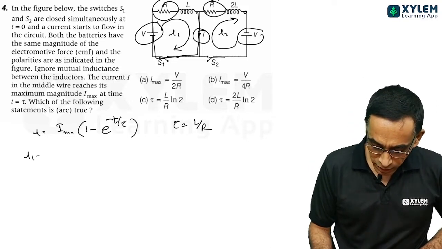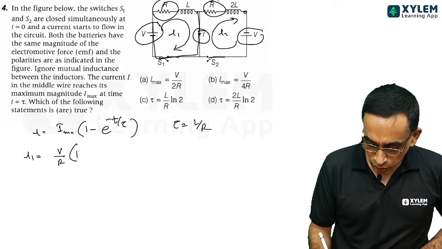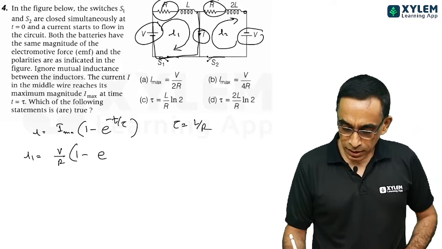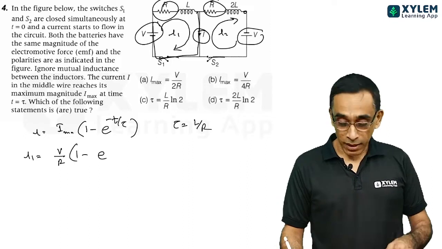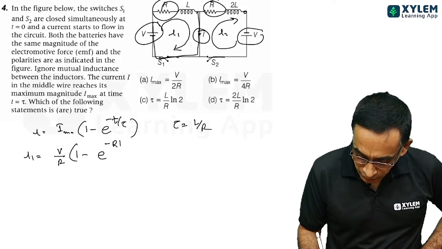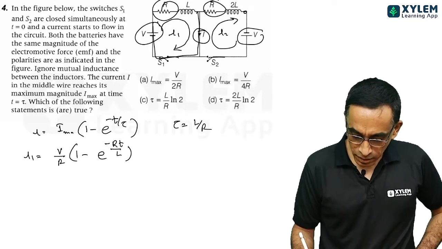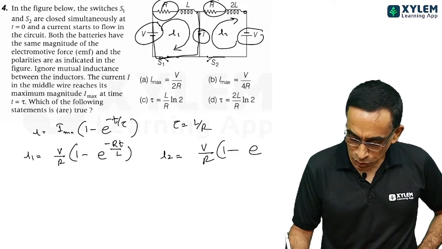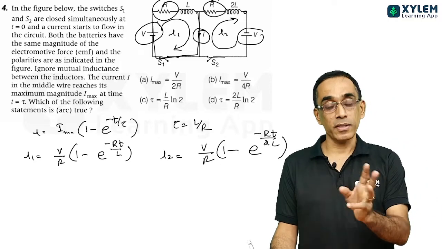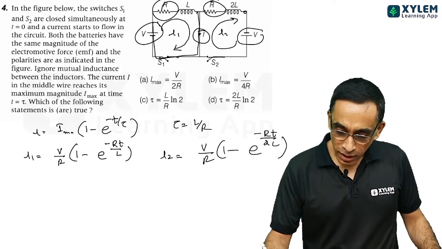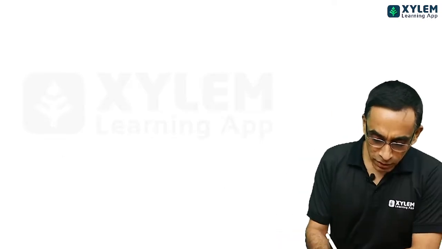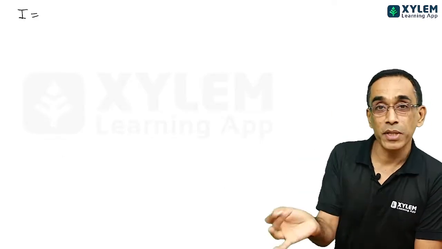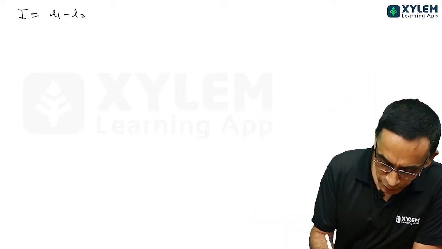So I can write I1 equal to V by R into 1 minus e raised to minus RT by L. What is I2? I2 equal to V by R into 1 minus e raised to minus RT divided by 2L. So these are the two currents flowing in opposite directions. Now, how do we find the current I? Current I is the difference between them, one minus the other. I am taking I1 minus I2 as my equation.